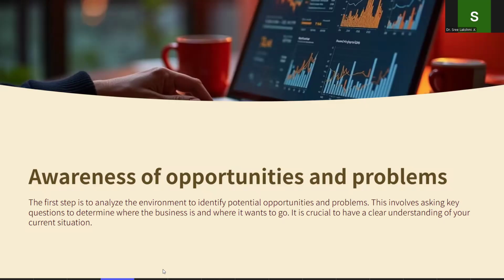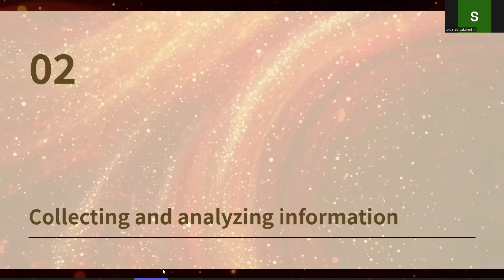It is crucial to have a very clear understanding of the present situation of a firm. So the company asks certain questions like what business opportunities are likely there in the present and what kind of problems are expected in the future, and whether it is necessary to devise a new plan or it will be able to modify the existing plans. So such key questions are asked in awareness of opportunities and problems.